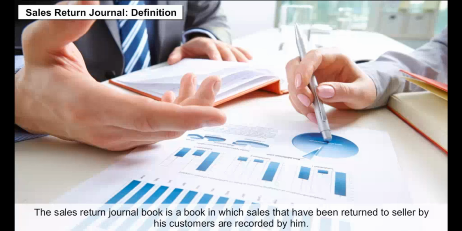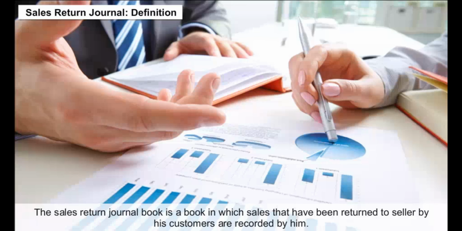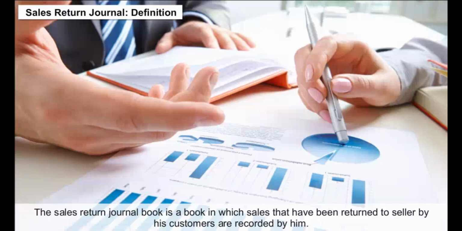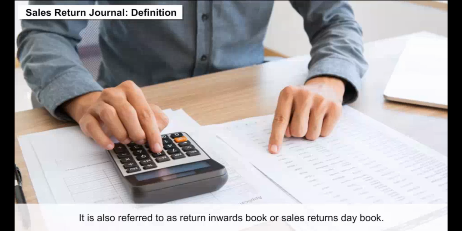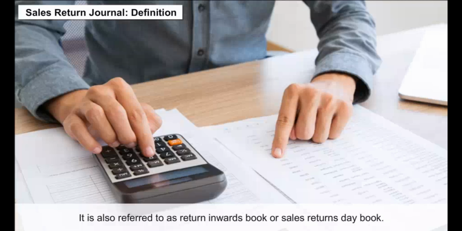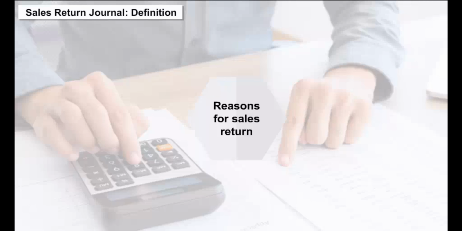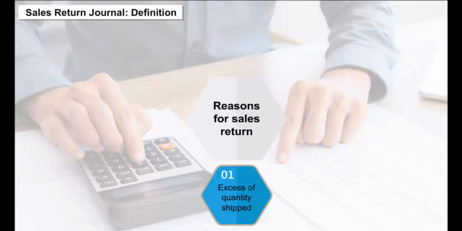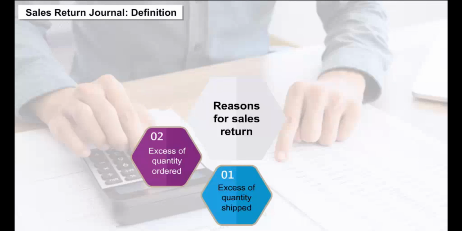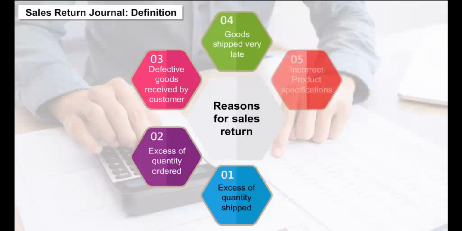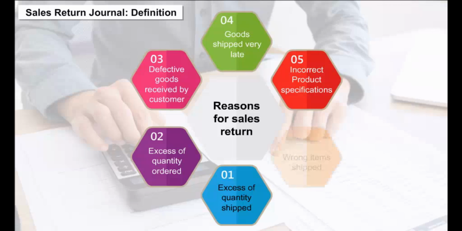Sales return journal book. The sales return journal book is a book in which all sales that have been returned to the seller by his customers are recorded by him. The book is also referred to as the return inwards book or sales returns day book. A sales return is merchandise sent back by a buyer to the seller due to one of the following reasons: excess of quantity shipped, excess of quantity ordered, defective goods received by customer, goods shipped very late, incorrect product specifications, wrong items shipped.